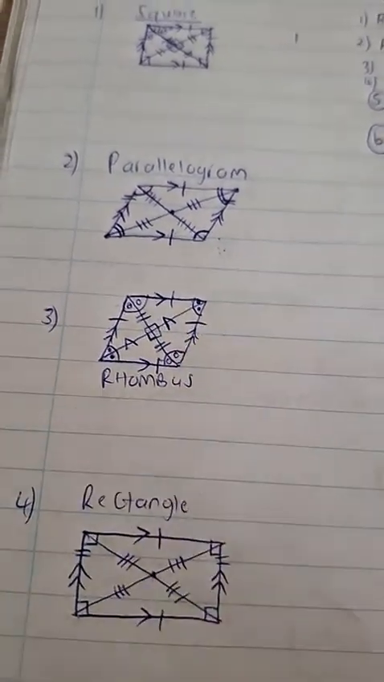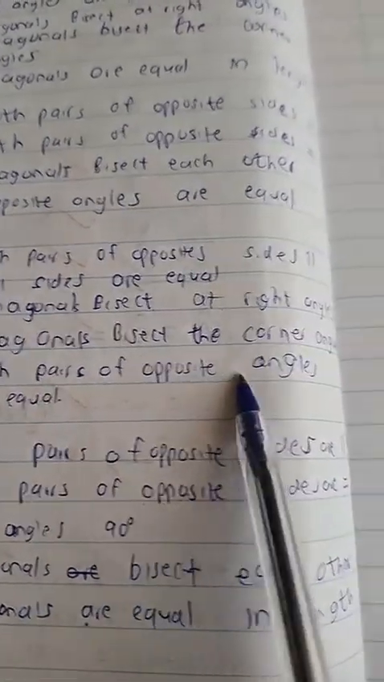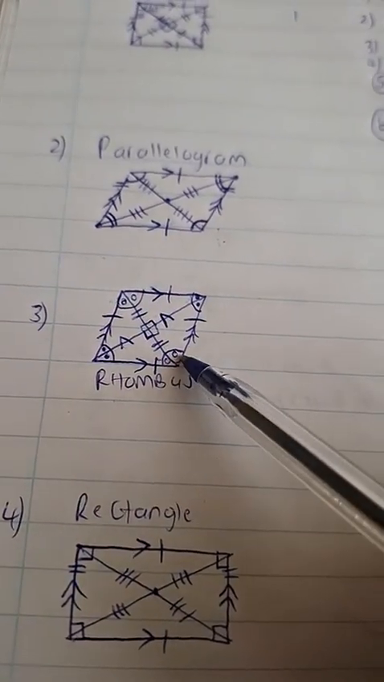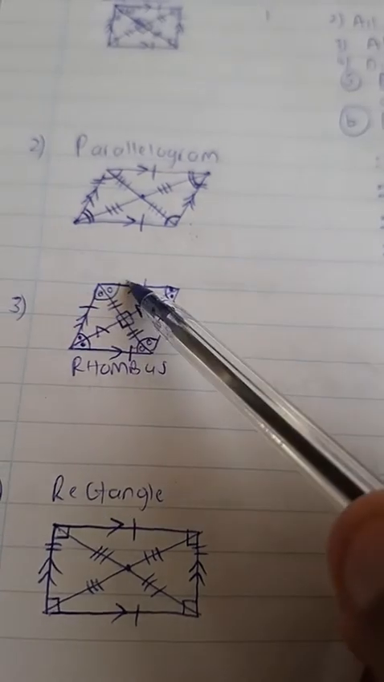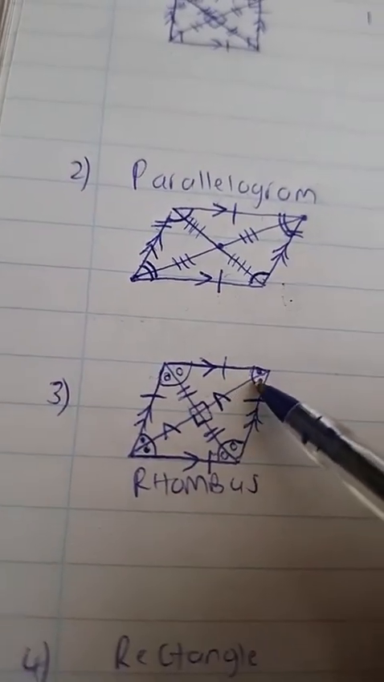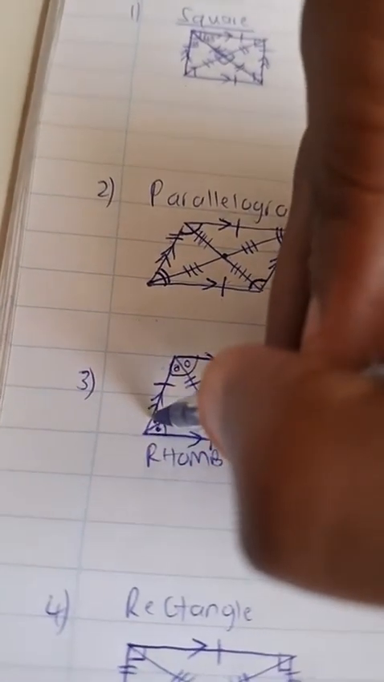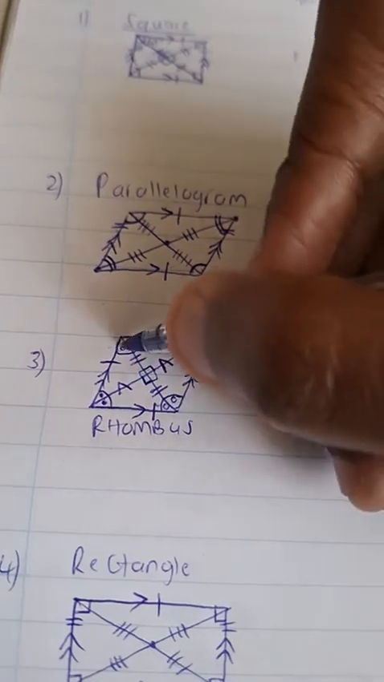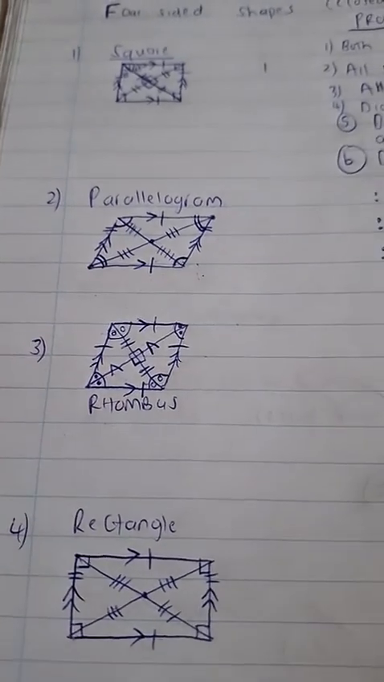And then both pairs of opposite angles are equal. So this angle is equal to that one, and that entire angle is equal to that one. The way these two are equal is different from the way these two are equal, right? That's why I've written different symbols. I've shaded these, they are equal, and I've left these open to show that these two being equal is different from the way that these ones are equal. So that's very important to note as well.